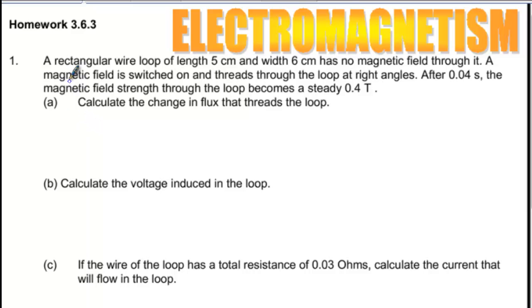Question number 1. A rectangular wire loop of length 5 cm and width 6 cm has no magnetic field through it. The magnetic field is switched on and threads through the loop at right angles. After 0.04 seconds, the magnetic field strength through the loop becomes a steady 0.4 teslas. Calculate the change in flux.